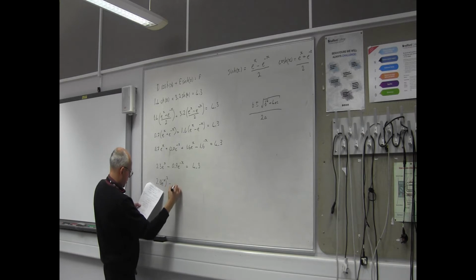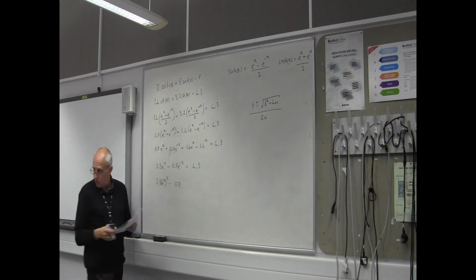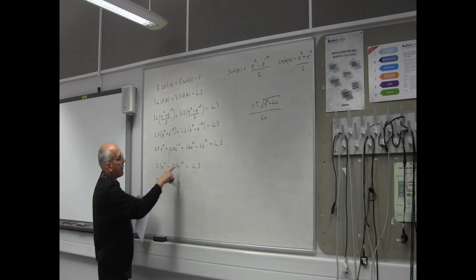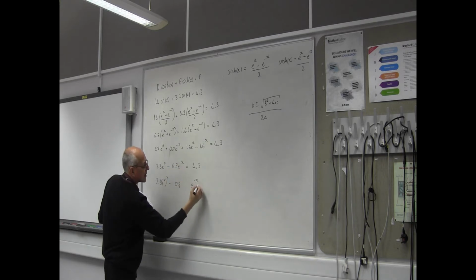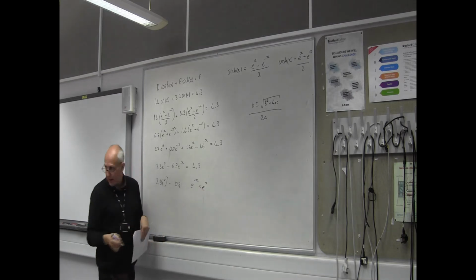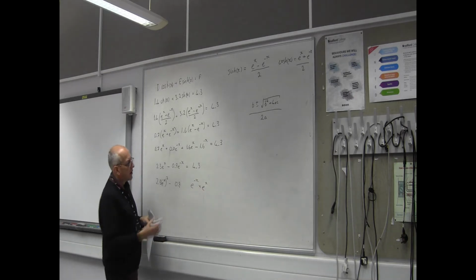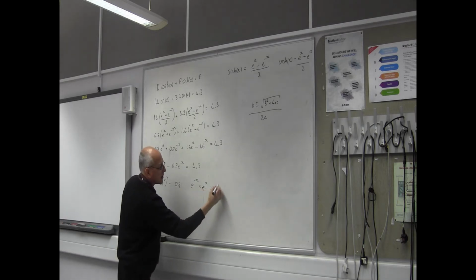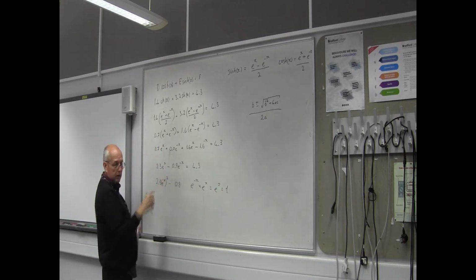Minus 0.9 without an e to the x. You see what's happened there? I've got e to the minus x, and I've times it by e to the x. So I add the two powers together, I get 0, don't I? Which makes it e to the 0, which equals 1. So that's become 1 times 0.9.